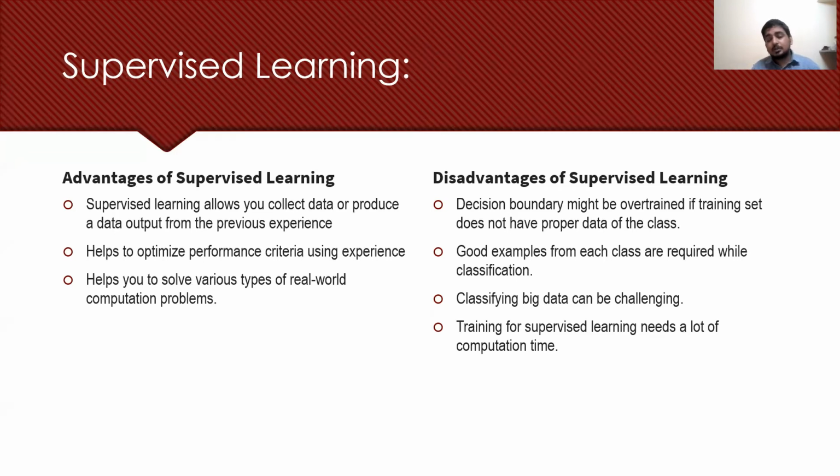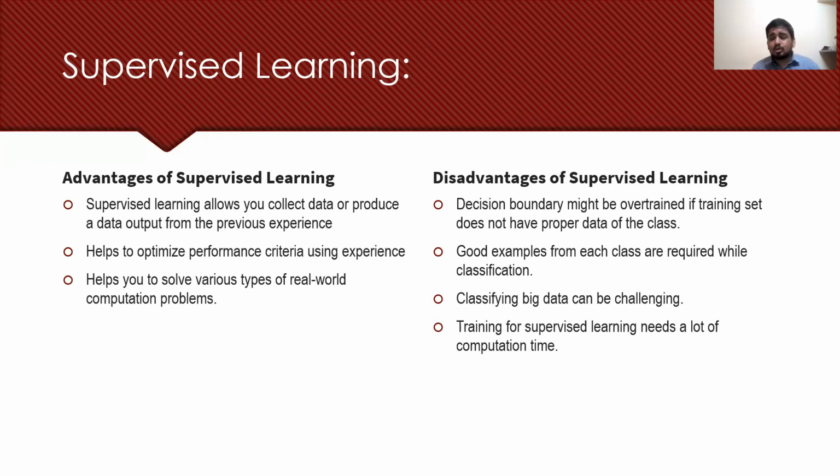There are some disadvantages also to supervised machine learning. Decision boundaries are a main thing in supervised machine learning, and it very much uses decision boundaries to separate the data, and the decision boundaries might be overtrained if the training set does not have proper examples of some class.